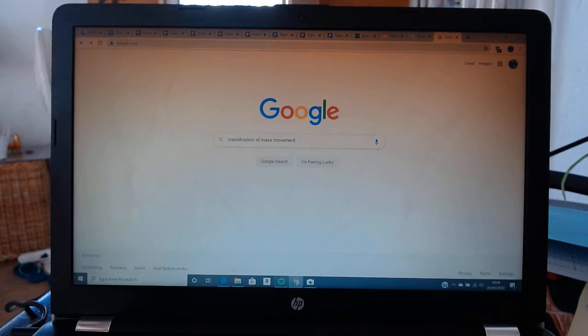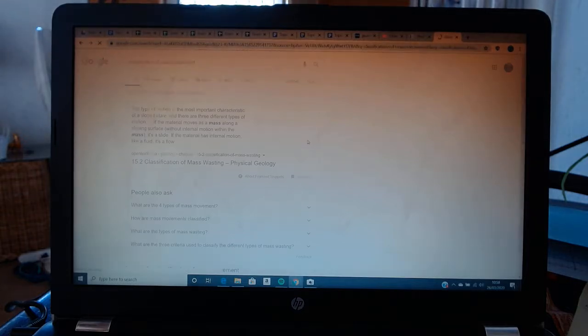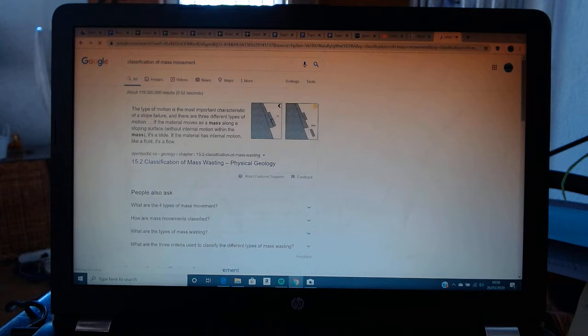Alright, today we're going to start. You're going to need to go into Google and type in something called classification of mass movement. You should be able to see it here. My computer is very slow. When you search that, we'll be taken to something like this. You can go straight into images.